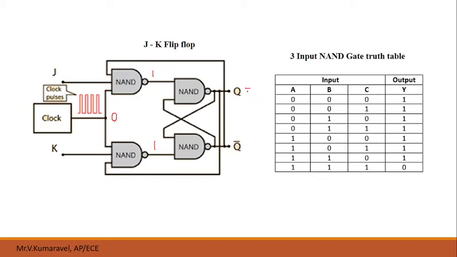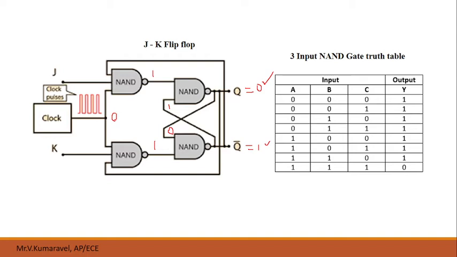Now let us consider Q equal to 0, then Q bar is the complement of Q, therefore 1. Now this 1 is applied here, two inputs are 1, so your output is 0. Now this 0 is applied here, and if any one of your inputs is 0, your output becomes 1. So your next state is nothing but your previous state itself.